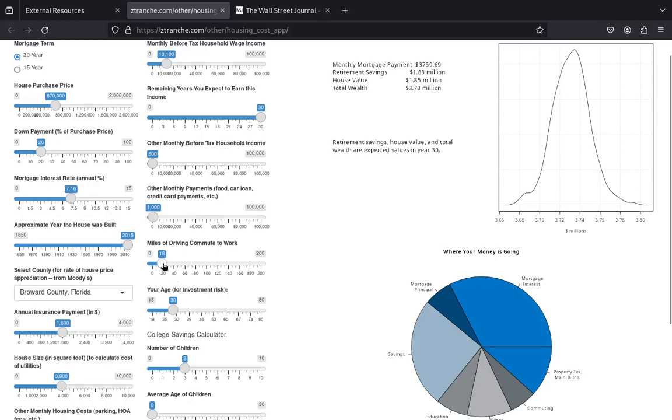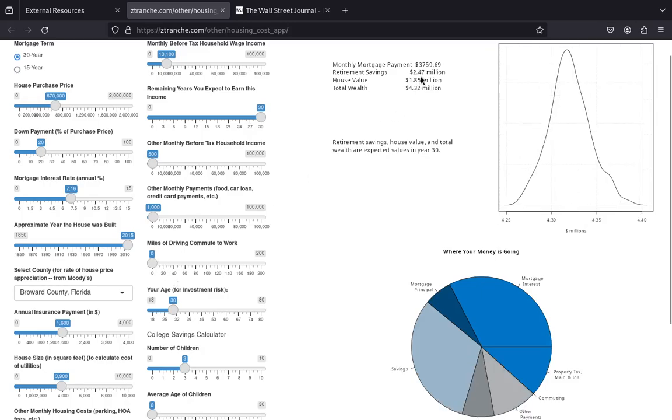So, if I drop this, I had this at 0 initially because I was looking at remote work. I dropped that down to remote work. Okay, I go from 1.8 to 2.4, so roughly 2.5 million. So we're looking at like 600,000 extra if I can work remotely.